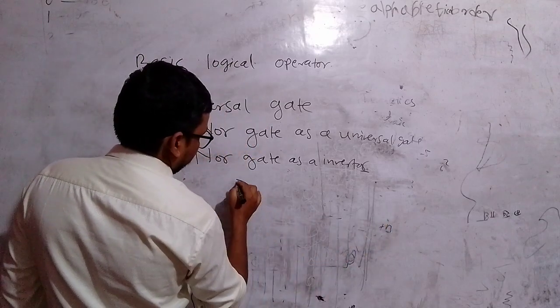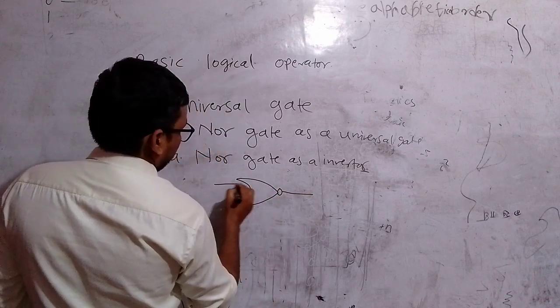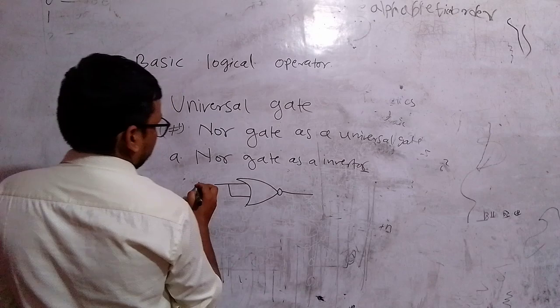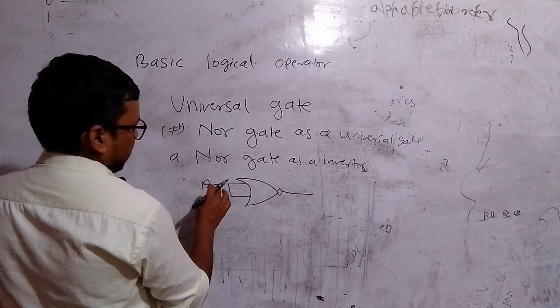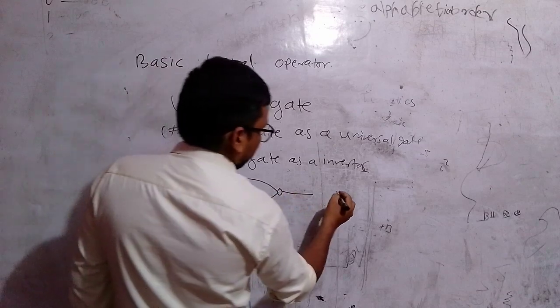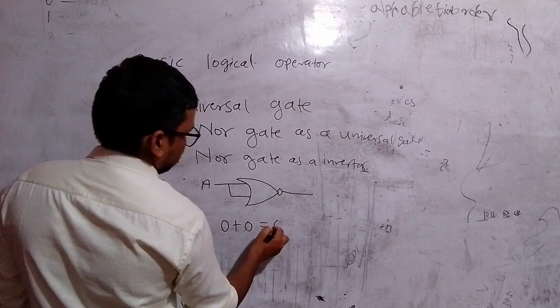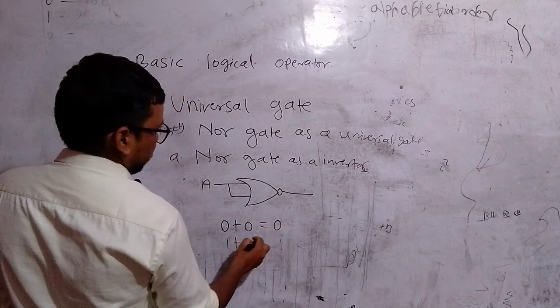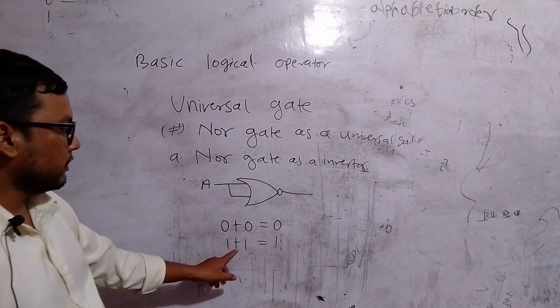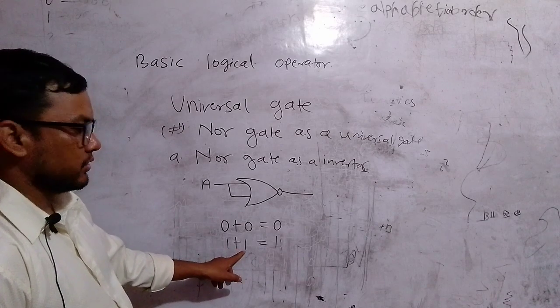Now, what is the diagram of the NOR gate? This is the diagram of the NOR gate. Now, let's connect these two inputs. Let's give A, both A and A flow here. Now, let's see. 0 plus 0 would be 0. 1 plus 1 would be 1. This is not ordinary binary addition. This is the OR operation.